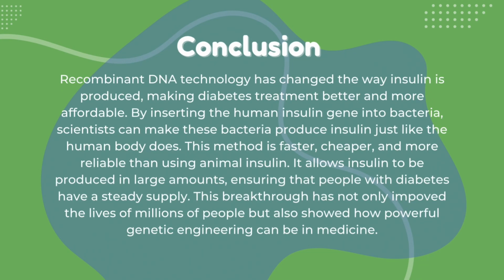To conclude, recombinant DNA technology has changed the way insulin is produced, making diabetes treatment better and more affordable. By inserting the human insulin gene into bacteria, scientists can make these bacteria produce insulin just like the human body does. This method is faster, cheaper, and more reliable than using animal insulin. It allows insulin to be produced in large amounts, ensuring that people with diabetes have a steady supply.